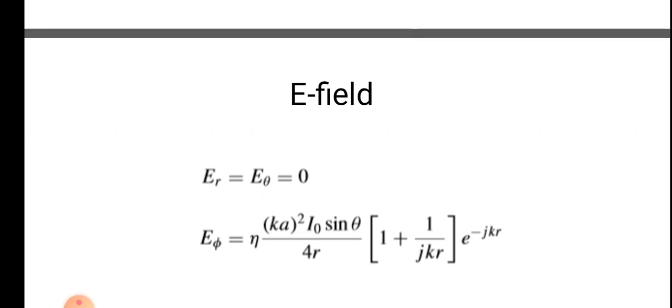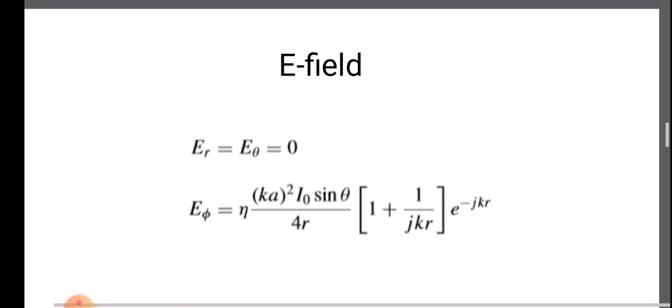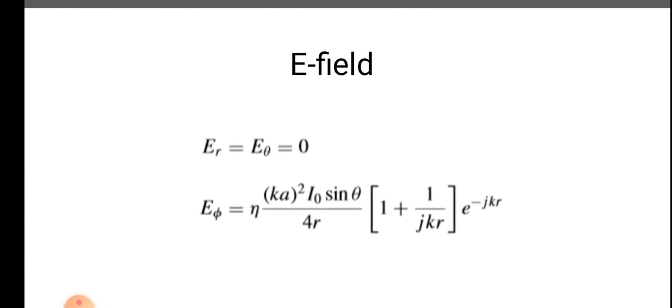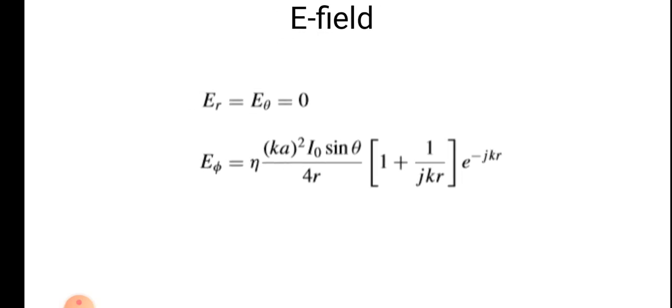Why? Because when a current is flowing, there has to be some force which is responsible for the motion of the current, and the current is what is flowing in the direction of phi. The force which is responsible for the flow of current is what? The electromotive force. Okay, that's why the electric field will be in the direction of phi.